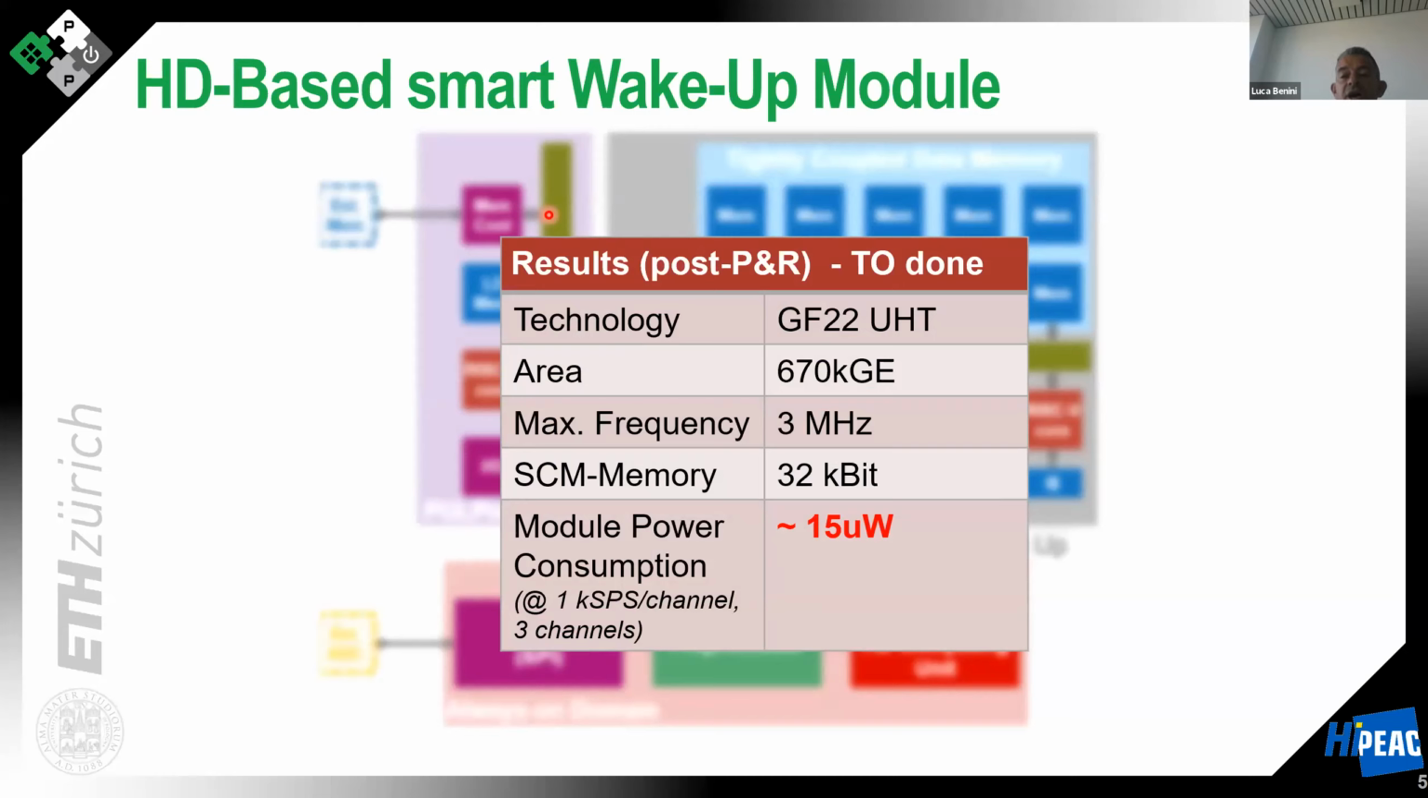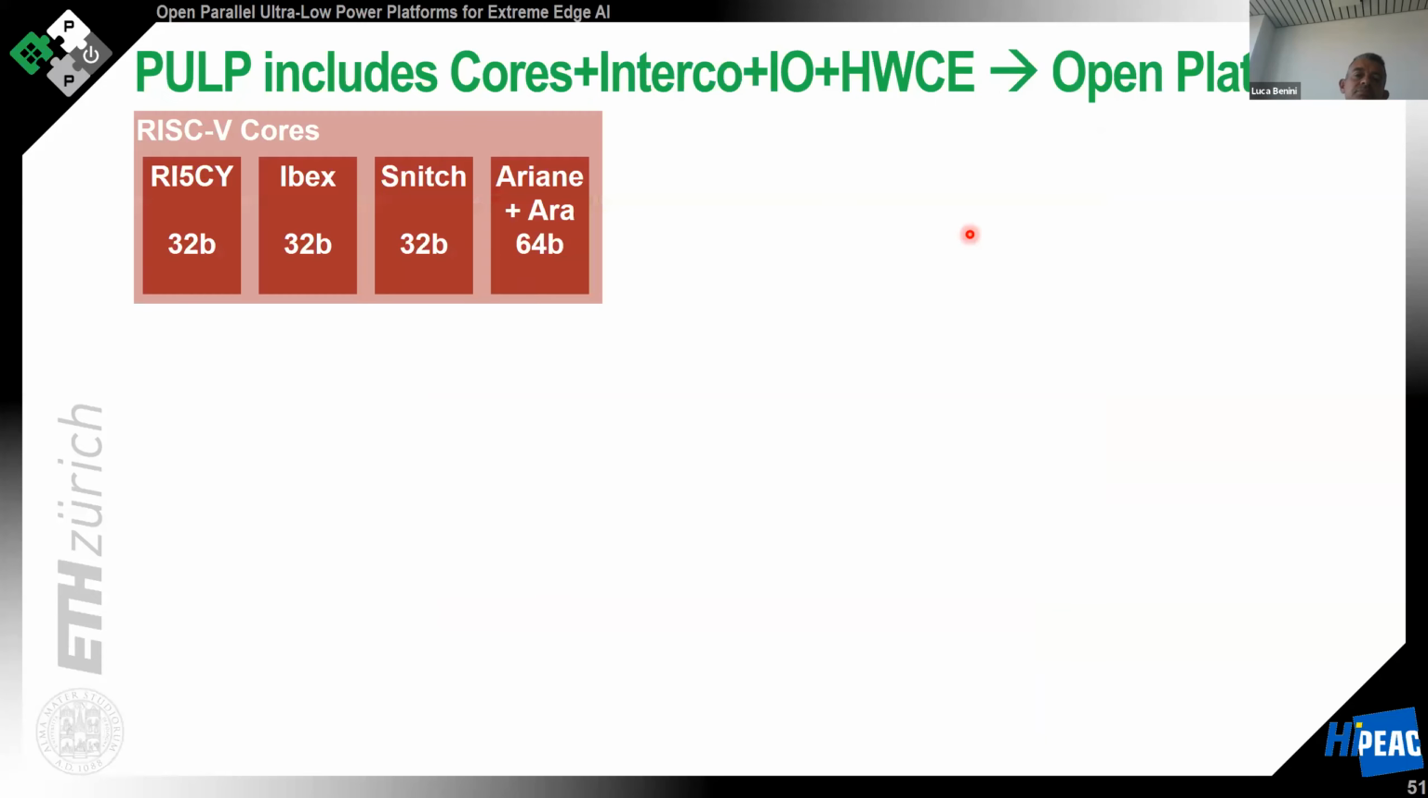So if you have tens of milliwatts, single milliwatts, or hundreds of microwatts, you have at least 1 to 2 orders of magnitude higher power if you have to perform data processing with the processor, or even more with the cluster.